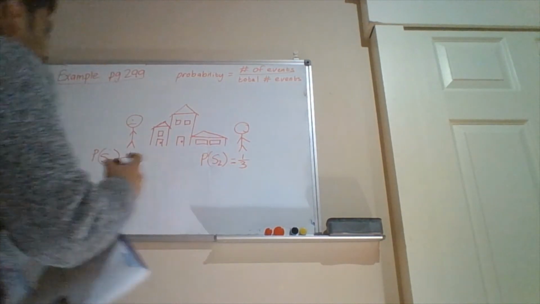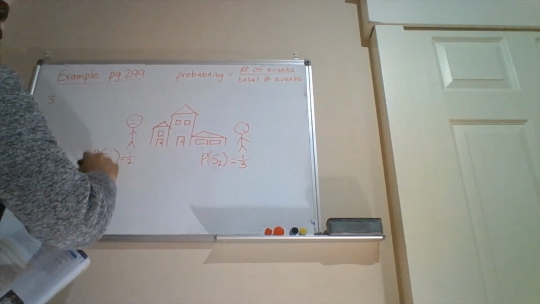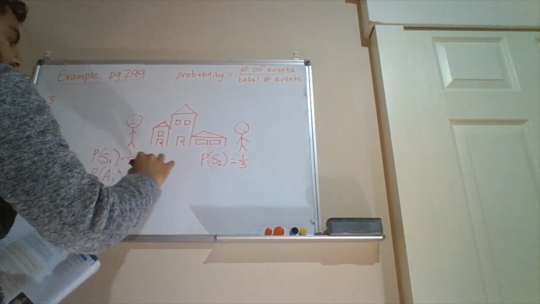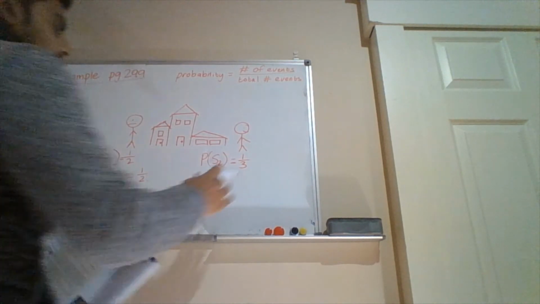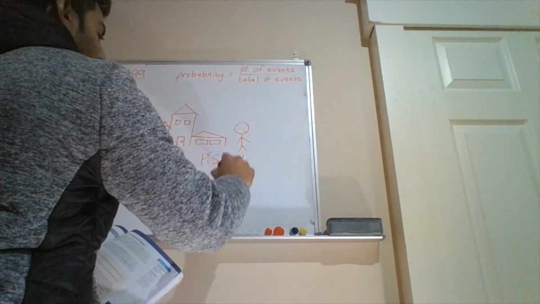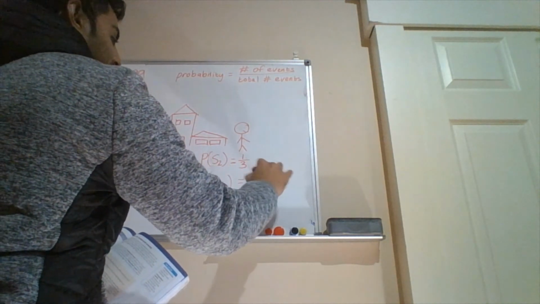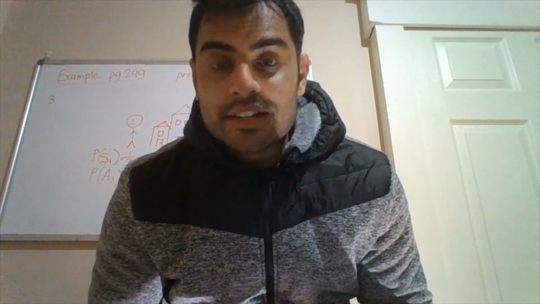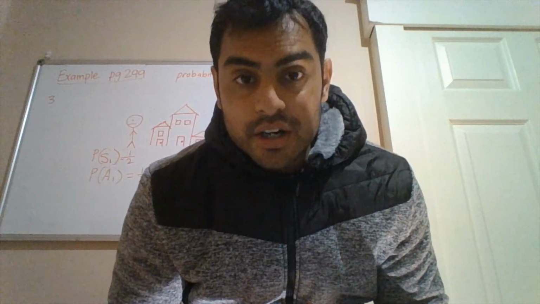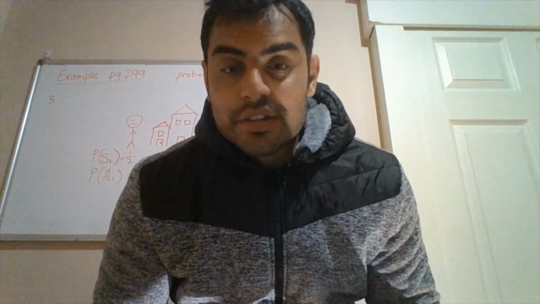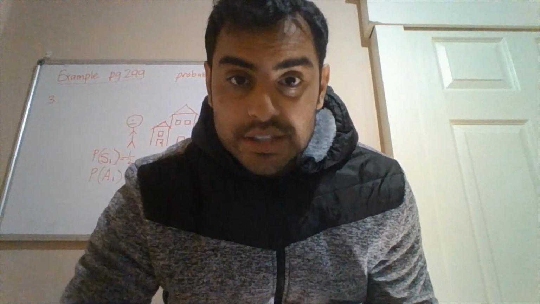So if the first guard falls asleep half the time, then the probability that the first guard is awake is also a half. And if 1/3 of the time the second guard is asleep, the probability that he's awake is 2/3 of the time. The question asks, what is the probability that a thief will arrive when both guards are asleep? And because they both operate independently, we can use a tree diagram to work this out.